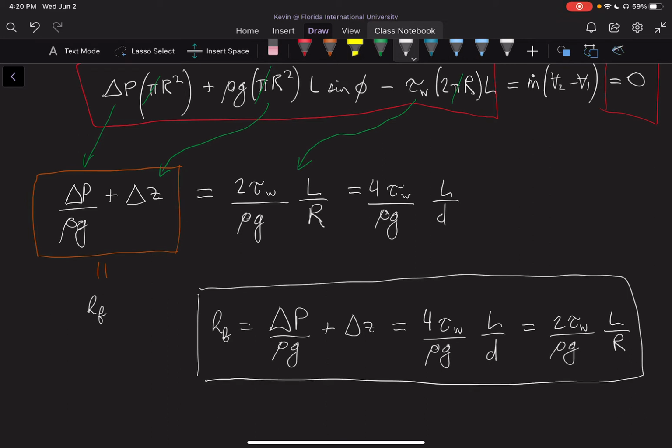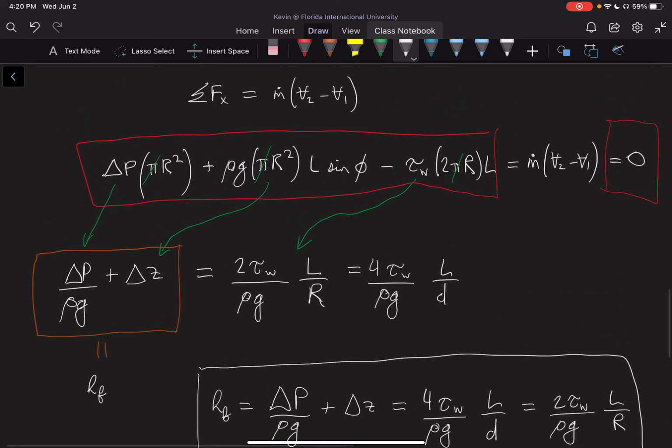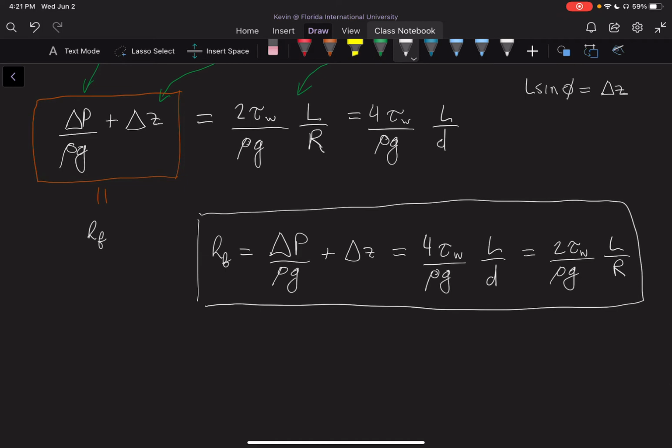Now, because we have this equation for HF, we can also write, and just to clarify here, the L sine phi is equal to delta Z. It's a change in height. Okay, so we have an expression for HF.